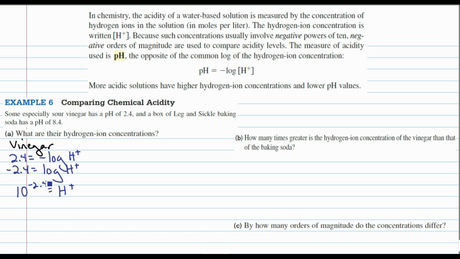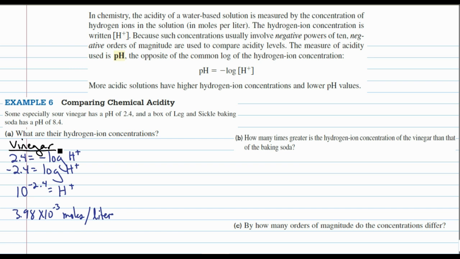10 to the negative 2.4 is about 3.98 times 10 to the negative 3 moles per liter. I will accept 10 to the negative 2.4, no problem. For you science buffs out there, either one is perfectly acceptable. So that was the vinegar.